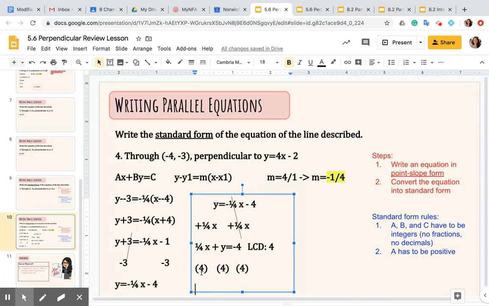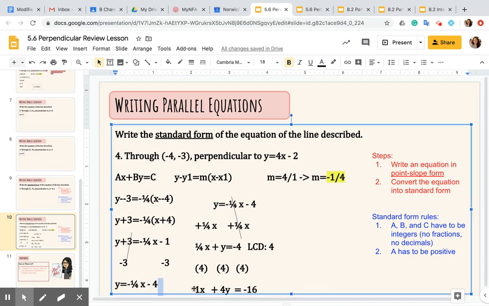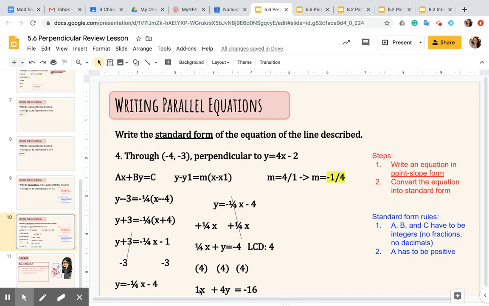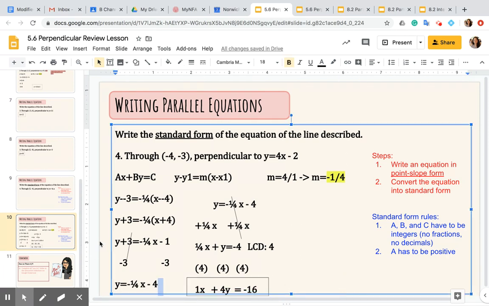1/4 times 4 gives me 1. 1 times 4 gives me 4. Negative 4 times 4 gives me negative 16. So this down here should be my final answer. 1x plus 4y equals negative 16. Everything is an integer. X and y are together, constants over here. The a value is positive. So I'm going to put a box around my final answer. If you can do problems like this with ease, you're in pretty good shape.